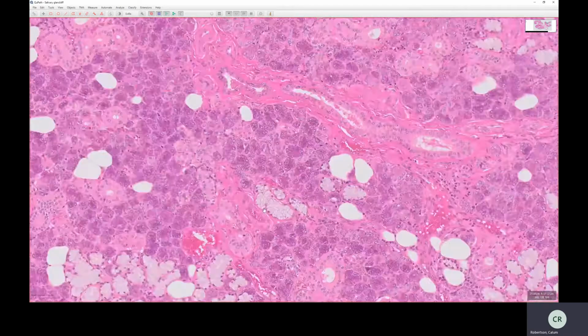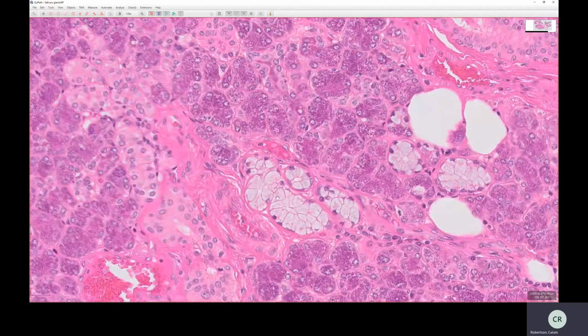But here it's more nicely in focus. A bit bubbly. We've seen lots of mucinous glands at this stage, which you can recognize. Pale, often light blue in hue, and that's a mucinous gland.